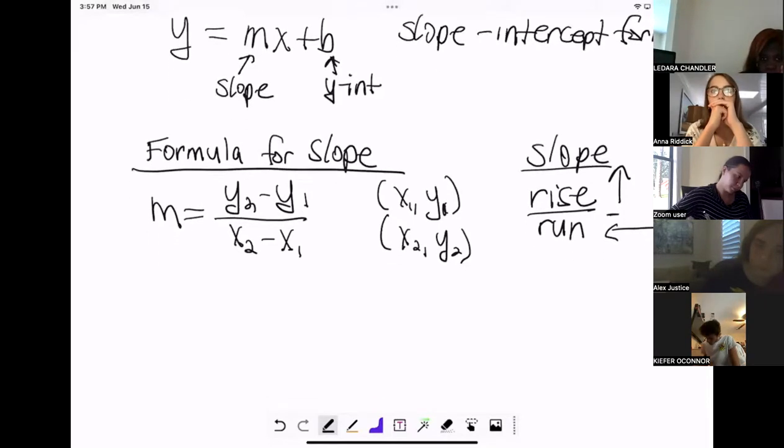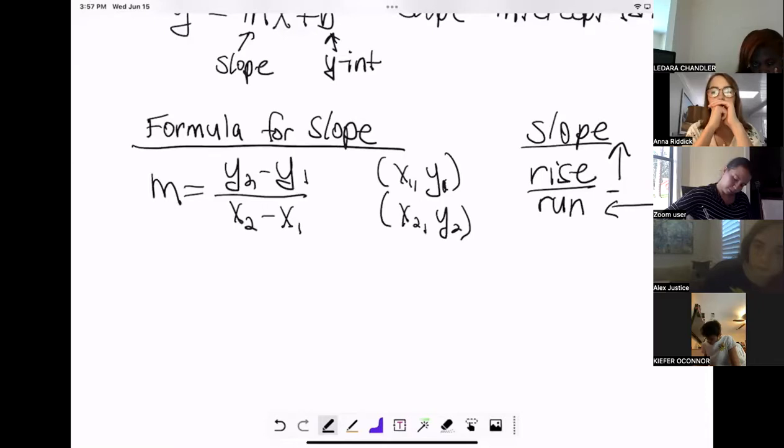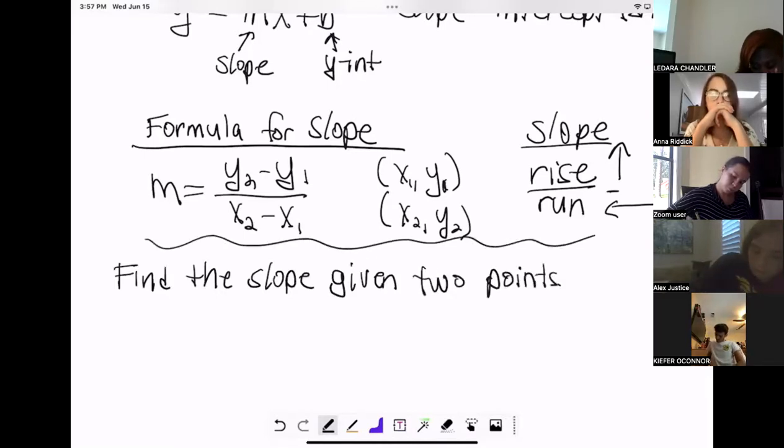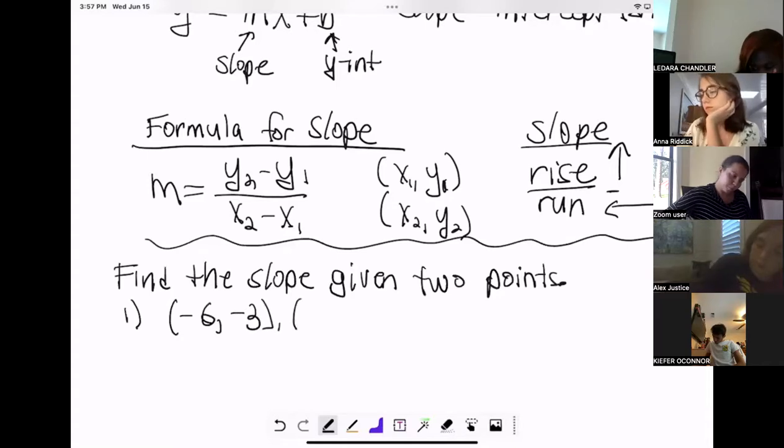All right, so first thing we need to do is to practice this formula to find some slopes. So we are going to find the slope given 2 points. All right, 1. If I have the point -6, -3, and the point 4, 5. I want to find the slope between those 2 points.